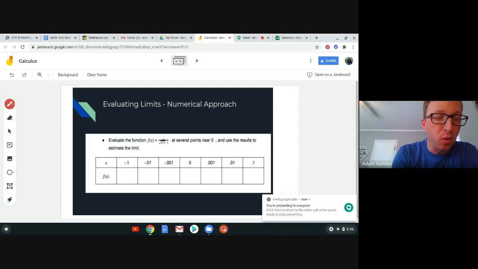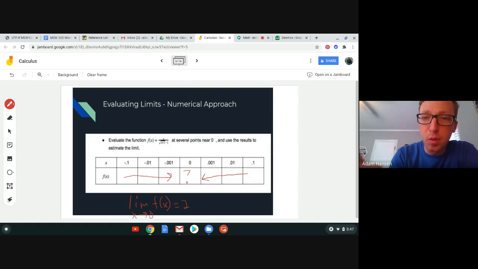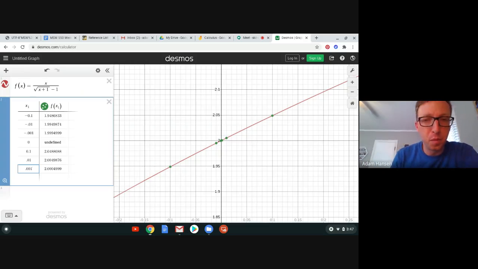So using that table, the limit as x approaches 0 of f of x equals 2. I don't know what the function's equal to at 0, but I got closer and closer to 2 from the left and from the right using that table from Desmos here.